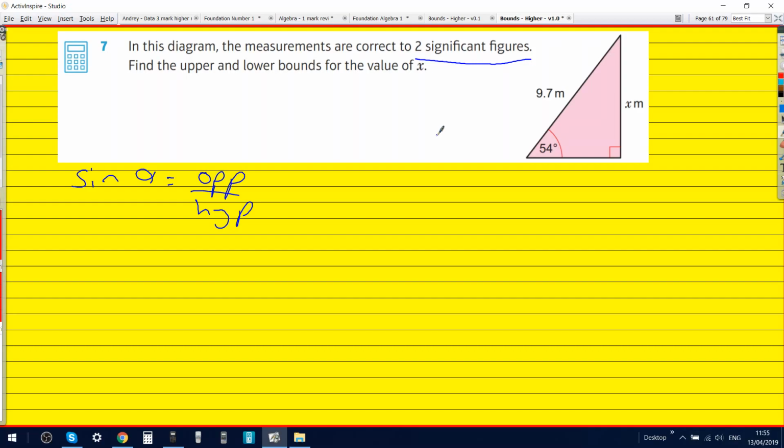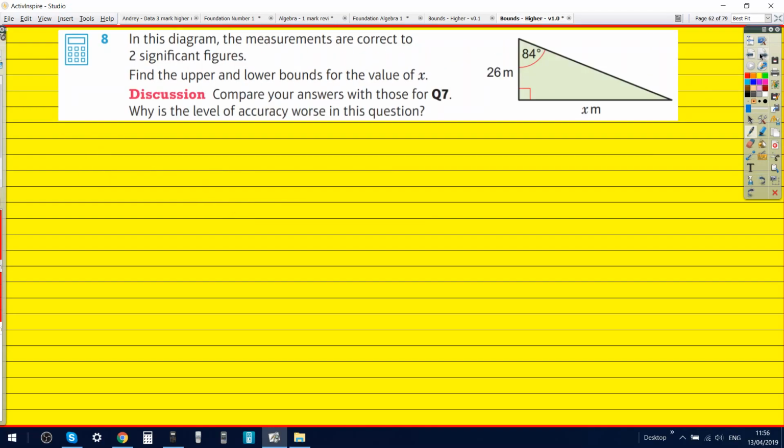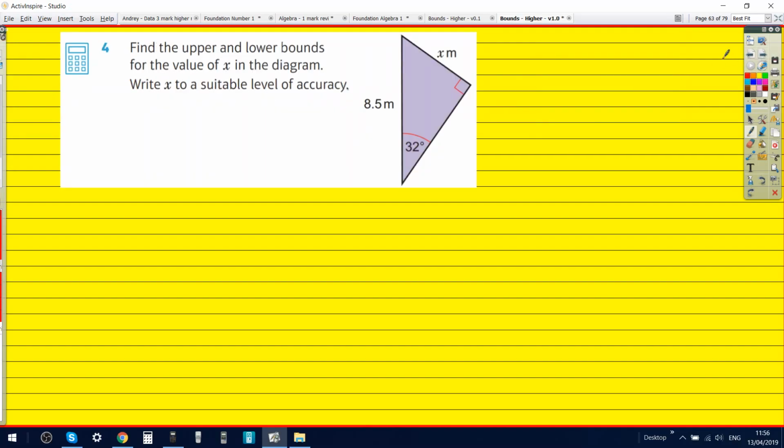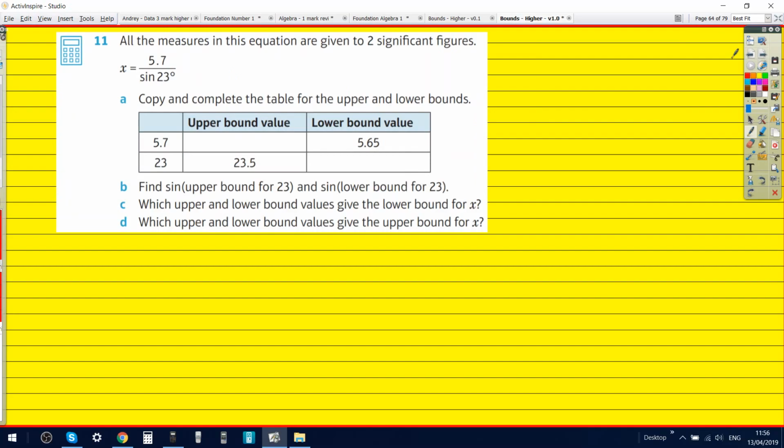So what are the possible values for the angle? So 53.5 or 54.5. Yeah, and you could put in sine 53.5 and sine 54.5 and see which one is bigger, which one is smaller. But the bigger one is the bigger, and smaller is smaller. Kind of works the way I think it would. So this is similar. I just put these in because they had a lot of these in the book. They're not exam questions.